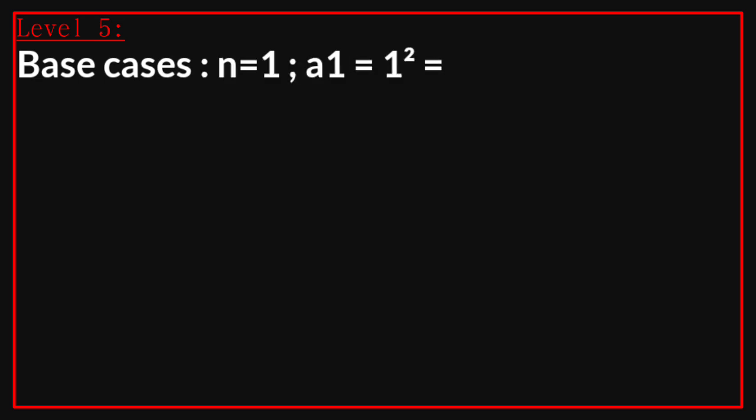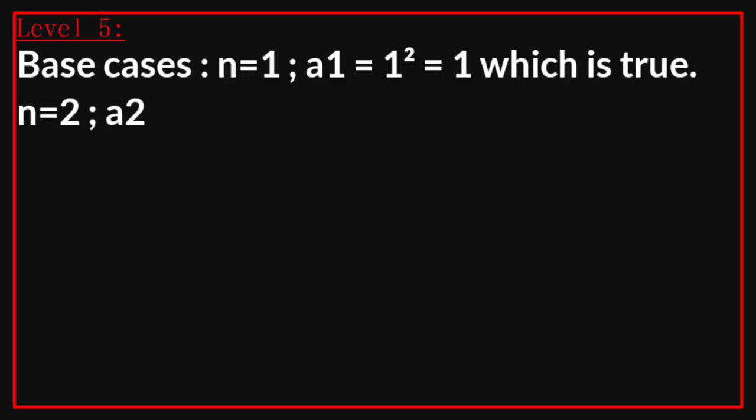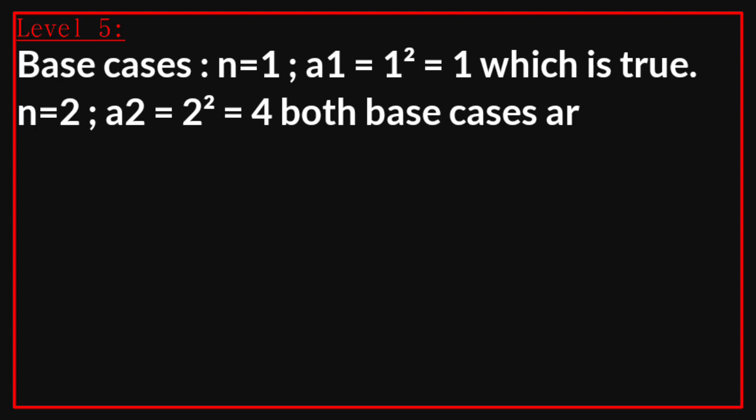Let's try this. We start with 2 base cases instead of 1, because the AN expression that was given by the exercise doesn't contain N equals 2, so we have to account for it here. A1 equals 1 square, which is 1, as stated before. A2 equals 2 square, which is 4, as stated before. So our base cases are true.